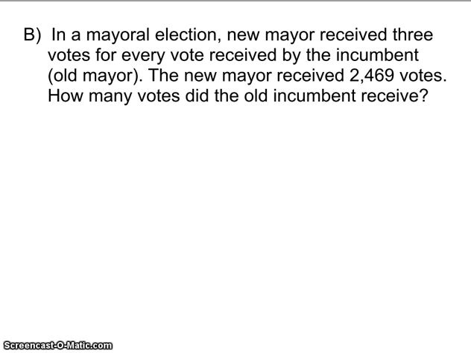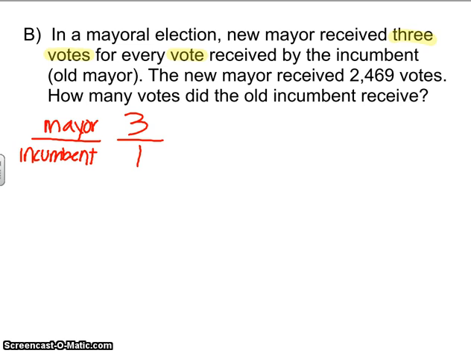B. In a mayoral election, the new mayor received 3 votes for every vote received by the incumbent. Okay? What's an incumbent? It's the person running against you. So the mayor received 3 votes for every 1 vote that the incumbent received. So let's write that out. The mayor, which is kind of like our units, received 3 votes when the incumbent only received what? 1. Okay? So here's the rate we're given. We're going to use this.